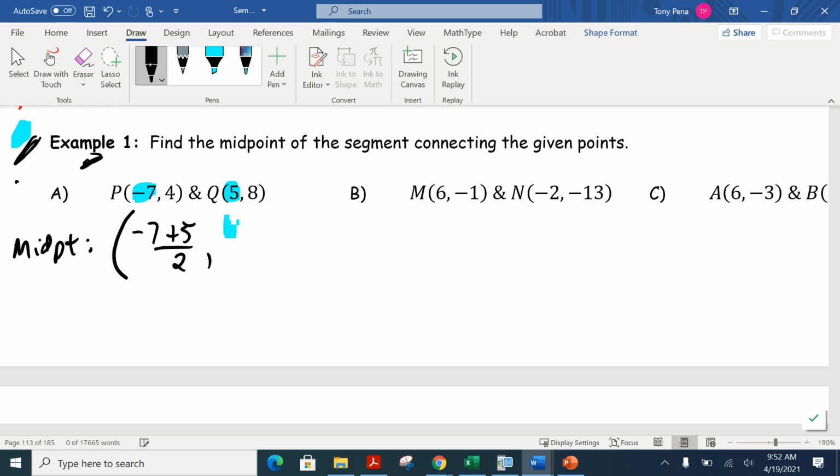What's in the middle of 4 and 8? So if we want the middle of 4 and 8, you just add them up, cut it in half, that'll take you to the middle. So our midpoint should be a negative 2 divided by 2, so negative 1. And then 4 plus 8 is 12 divided by 2, which is 6. So if we were to plot those, that's your midpoint.